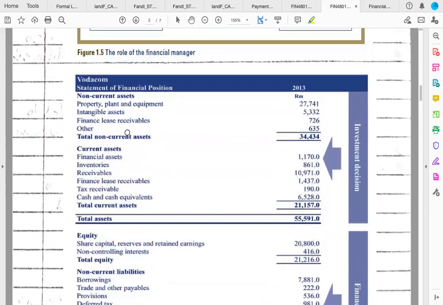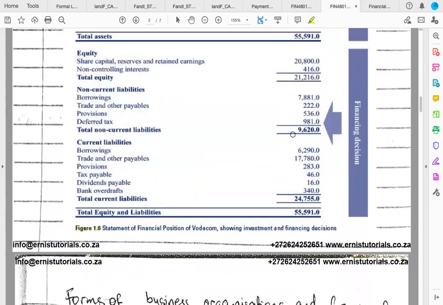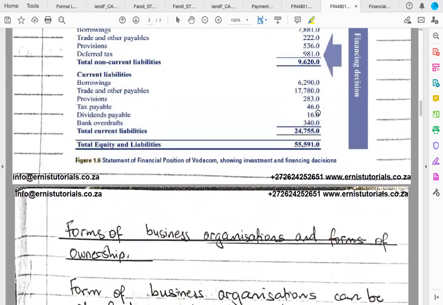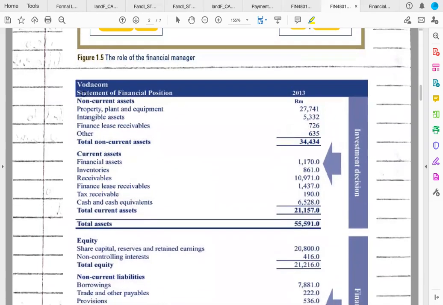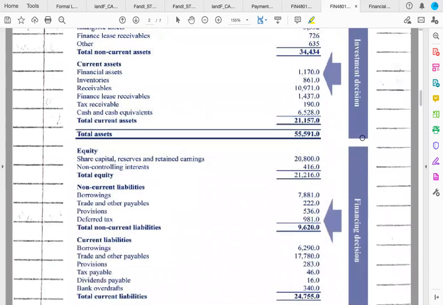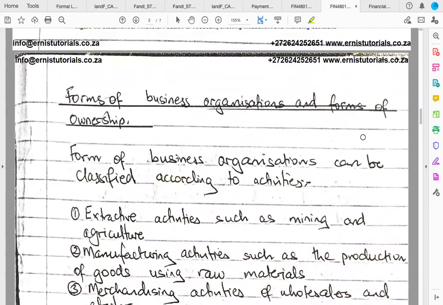So remember, the top half of the statement of financial position has to do with the investment decisions. The bottom half has to do with financing decisions. So when a company decides how much borrowings to have, how much equity to have, how much current liabilities to have, they are making a financing decision. And when they decide which property, plant, and equipment to have and how much, which inventories to have, finance lease receivables, they're making investment decisions.